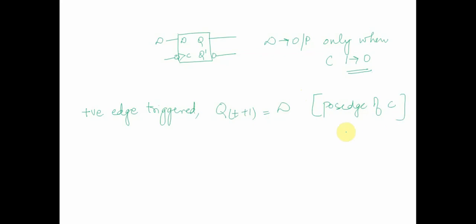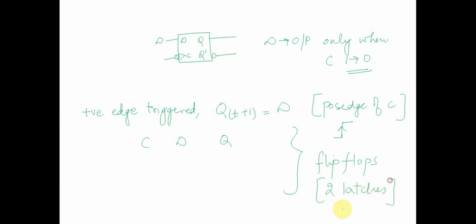The clock input C is also represented with this arrow, which means positive edge. If we have to draw a characteristic table, we will say we have an input C, an input D, and output Q. This is for the flip-flop, which intrinsically consists of two latches in master-slave configuration.